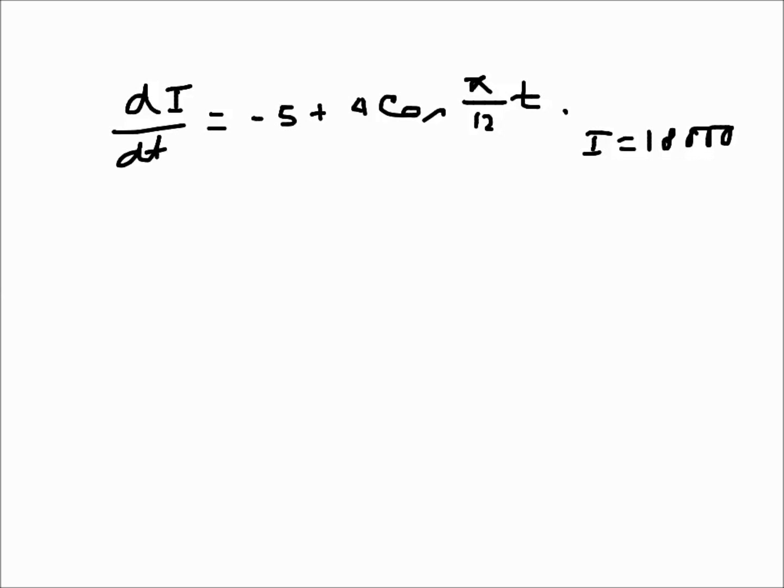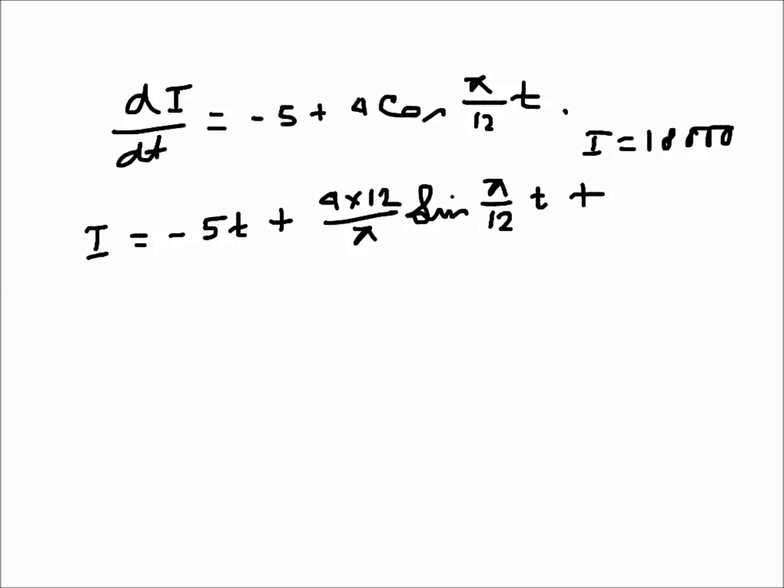So let's integrate this thing. We get I here, we get 5t, we get 4 into 12. If we integrate this one pi, this becomes sine pi 12t plus c. Now at t equal to 0, when the measurement is started, I was 18,000. So this one is 0, this one will also be 0 because t is 0, sine will be 0, so it's just c.